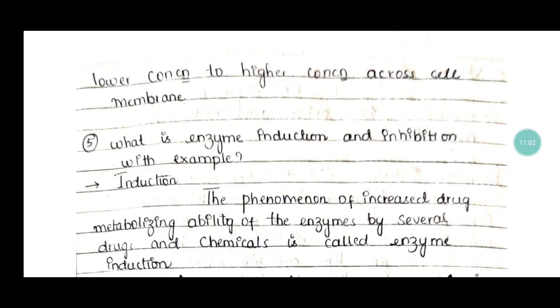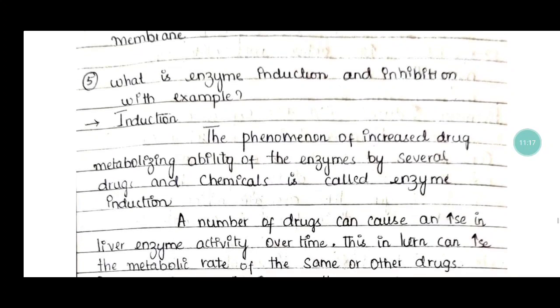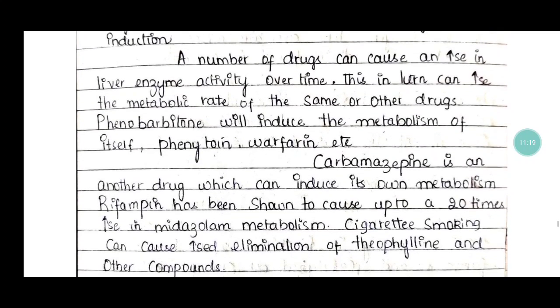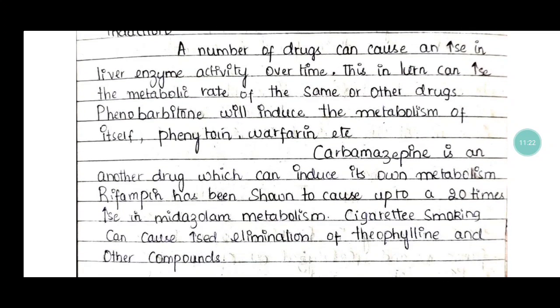So question number 5, what is enzyme induction and inhibition with examples? Enzyme induction is a phenomenon where the drug metabolizing ability of the enzyme is increased by several drugs and chemicals. Carbamazepine is a drug which can induce its own metabolism. Rifampin has been shown to cause up to 20 times increase in midazolam metabolism. Cigarette smoking can cause an increase in the elimination of theophylline and other compounds.